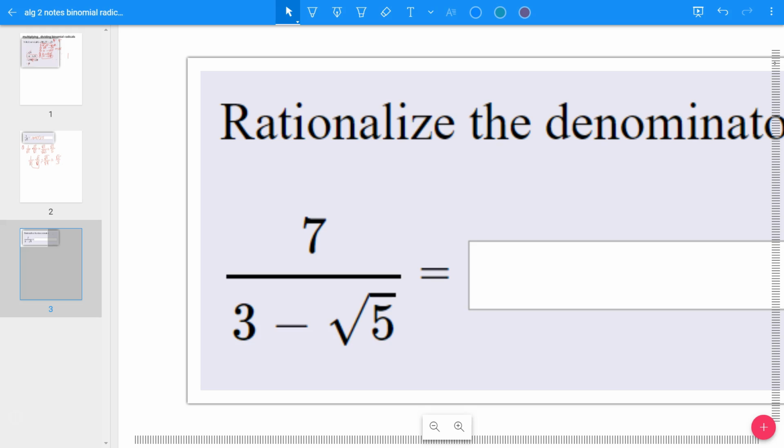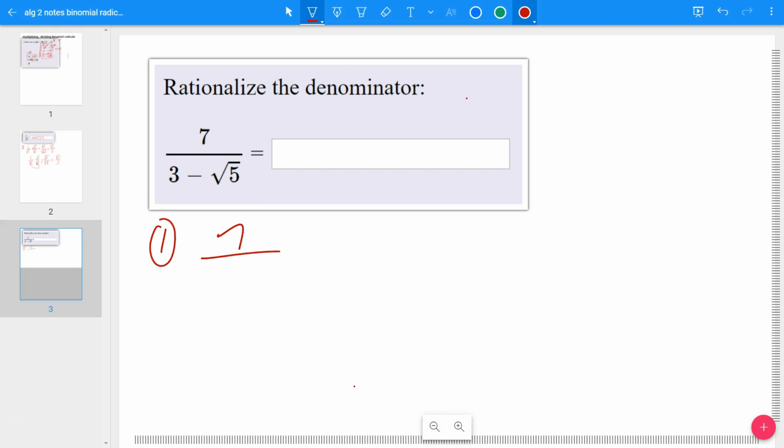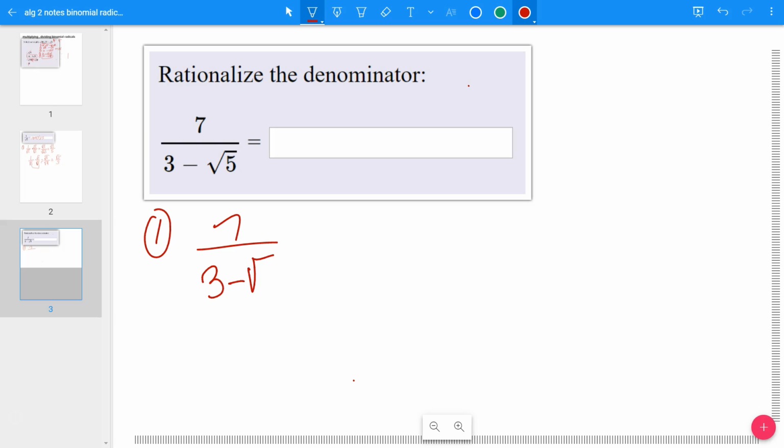So to rationalize the denominator means to get rid of the square root symbol on the bottom, somehow. So here, I'm going to proceed as follows. I will say 7 over 3 minus root 5, and I'm going to multiply by a convenient form of the number 1. That form happens to be this one. 3 plus the square root of 5, over 3 plus the square root of 5.